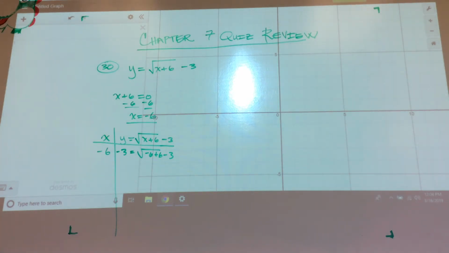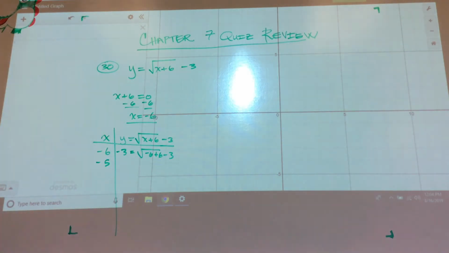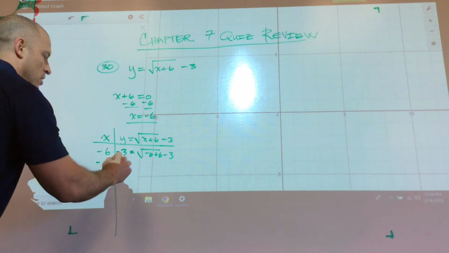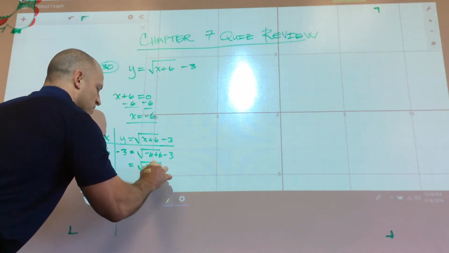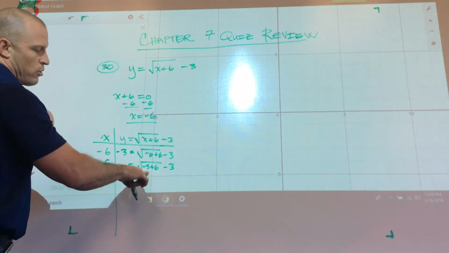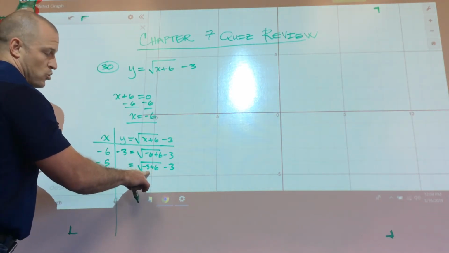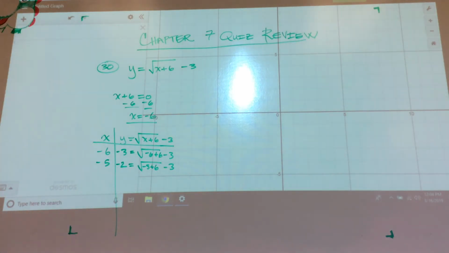But again, what we can do is kind of be smart about our choices of x values. And let's pick values that will give us nice numbers when we plug them in here. So if we put in negative 5, we're now going to get negative 5 plus 6 in the square root minus 3. Well, this is just going to be 1. The square root of 1 is just 1. So 1 minus 3, that'll give us negative 2 for our corresponding y value.